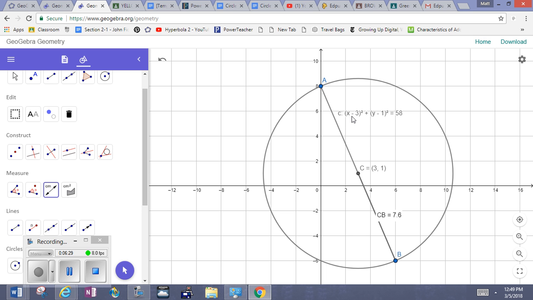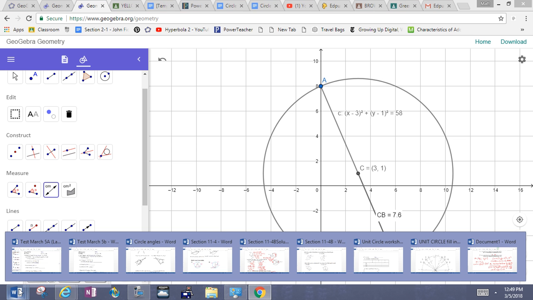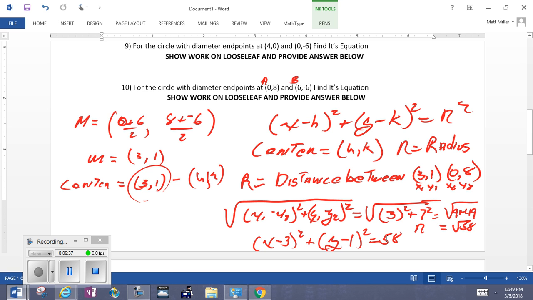So using GeoGebra, not a big deal, okay? Using the algebra shouldn't be a big deal either. You can work with them back and forth to help each other out. Okay, so that'll do it for this. We'll come back in another video to another problem.